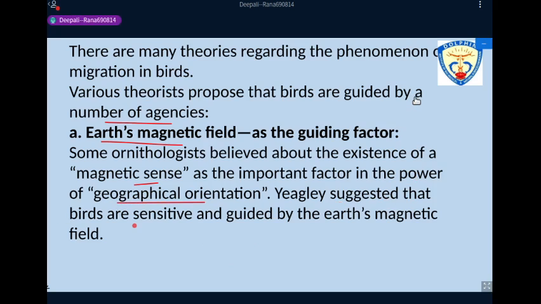He suggested that birds are sensitive and guided by the Earth's magnetic field. You must all know that there exists a magnetic field in the Earth, and this will help in the migratory process of certain species.